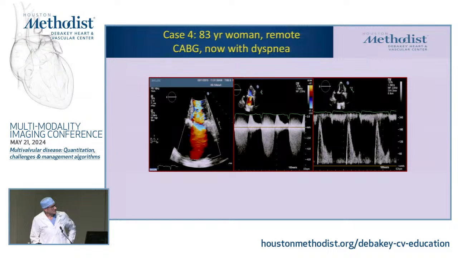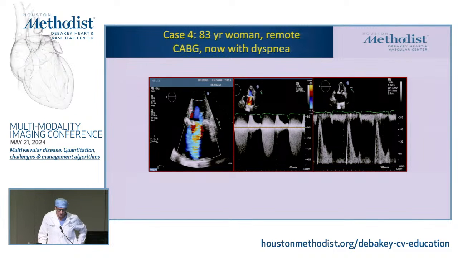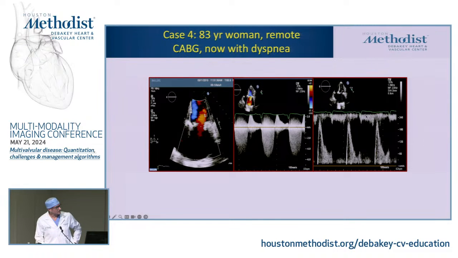This is somebody we saw in the valve clinic a while ago, an 83-year-old woman, remote CABG. She's got this MR, so a thickened calcific mitral valve, with a fairly impressive color Doppler of the MR. She's got a dense CW jet of MR going backwards, almost as dense as the flow forward. And on E-wave, she's got an E-wave over 150 going in. So many features of severe MR.